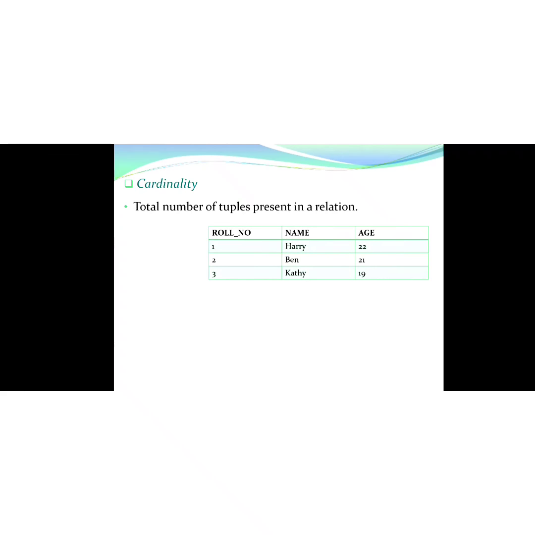Next, what is cardinality? It is a total number of tuples present in a relation. Here I have taken a student relation, attributes roll number, name and age. So the cardinality of the student relation is 3 because there are 3 tuples or 3 rows.